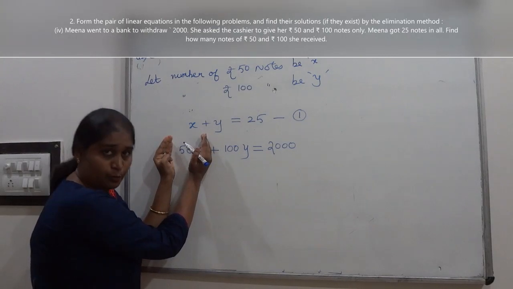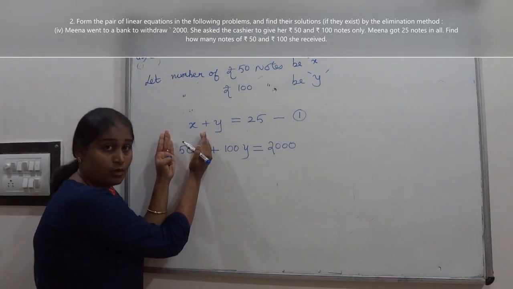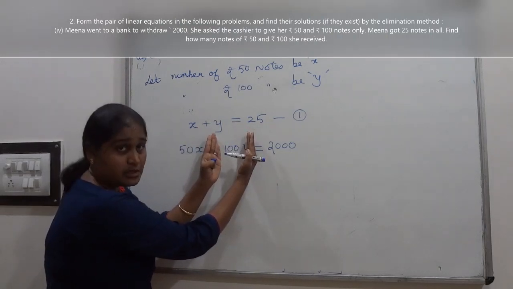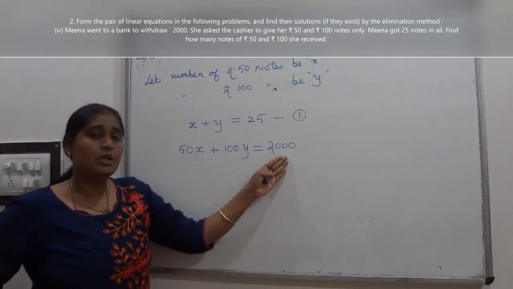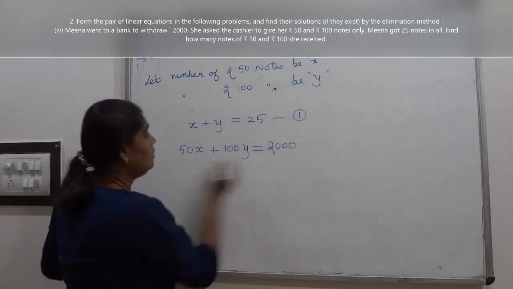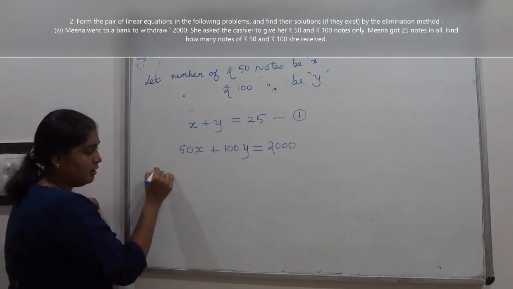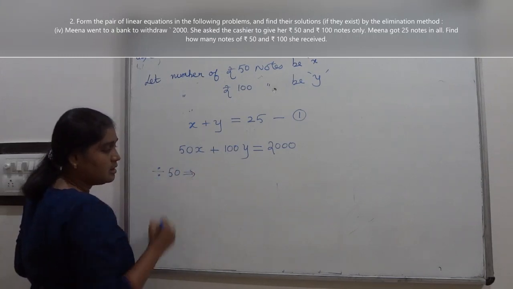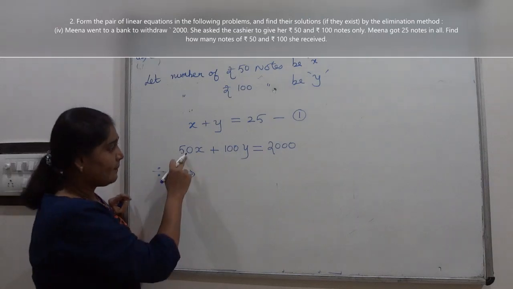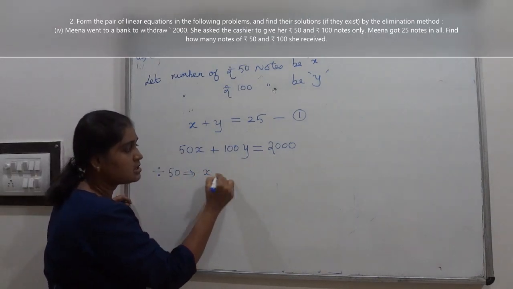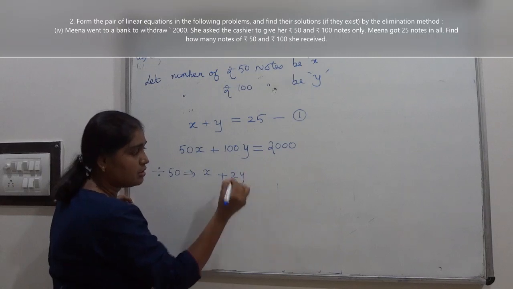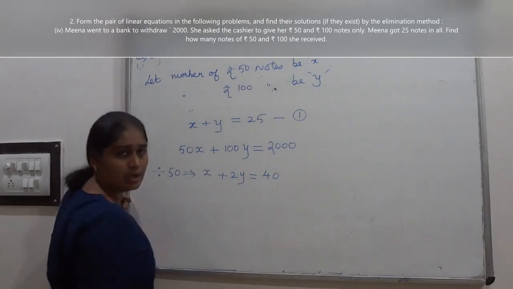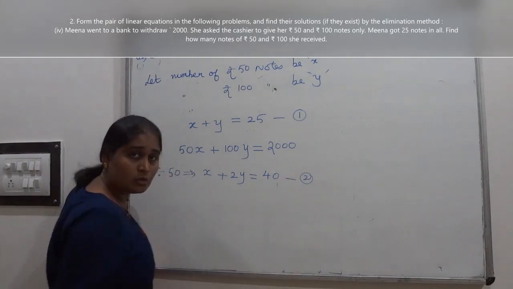Why have I written this one? Altogether, what is the amount got by 50 rupee notes, and how much amount got by 100 rupee notes? So altogether when you add them, it gives you 2000. So this equation I can divide by 50 so that it will be simplified. We can subtract or add the equations very simply. So 2000 divided by 50 is 40, and x plus 2y equals 40. This is equation number 2.